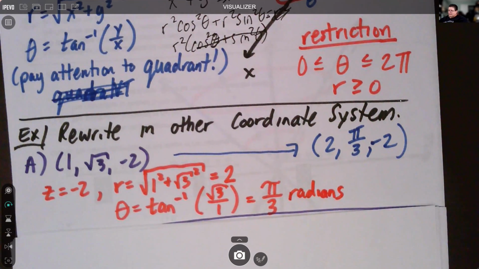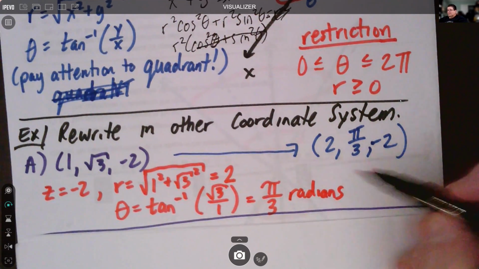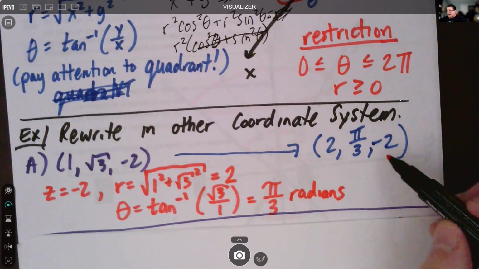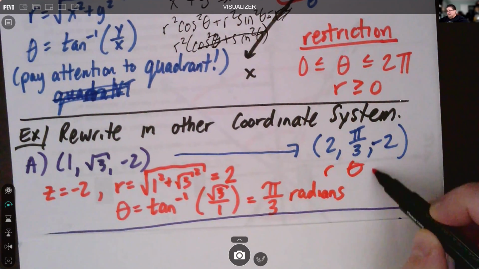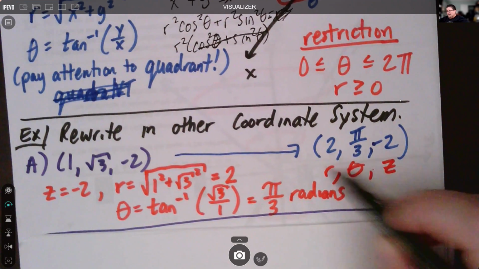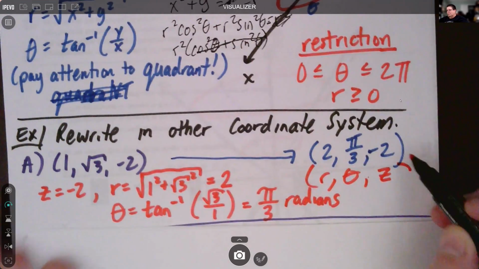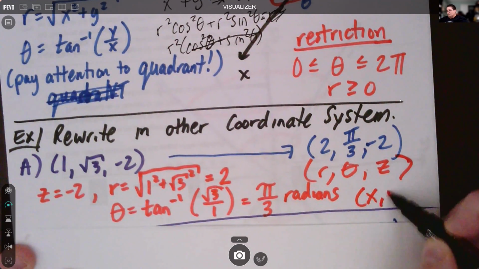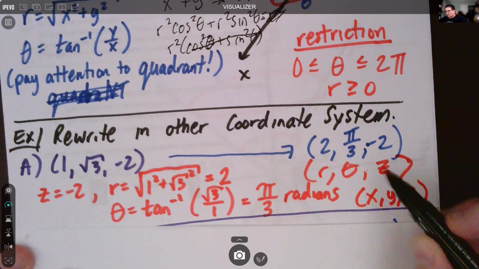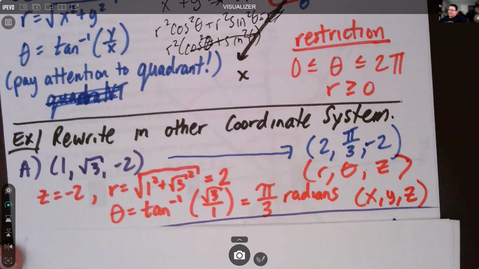So in the cylindrical coordinate system, we've got r, theta, and z. And that's the order we put them in. When we put them in parentheses, we've got r, theta, and z, or x, y, z, of course. But we do r first, then theta, then z for cylindrical.